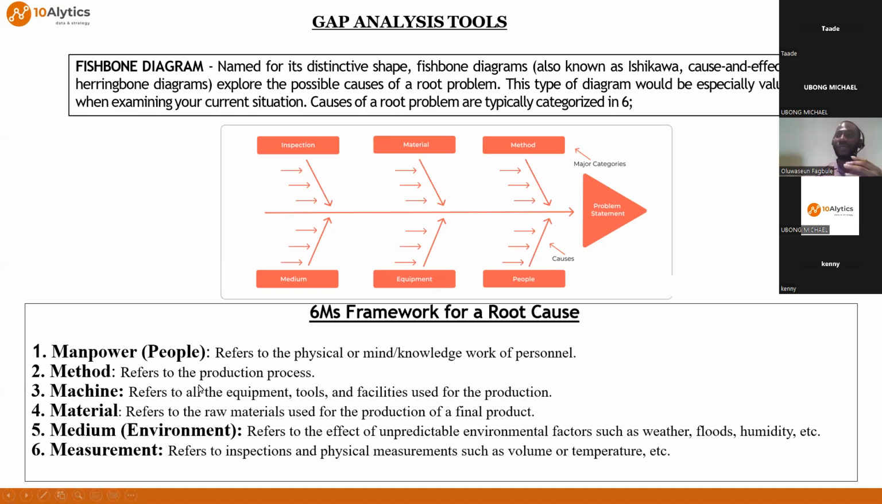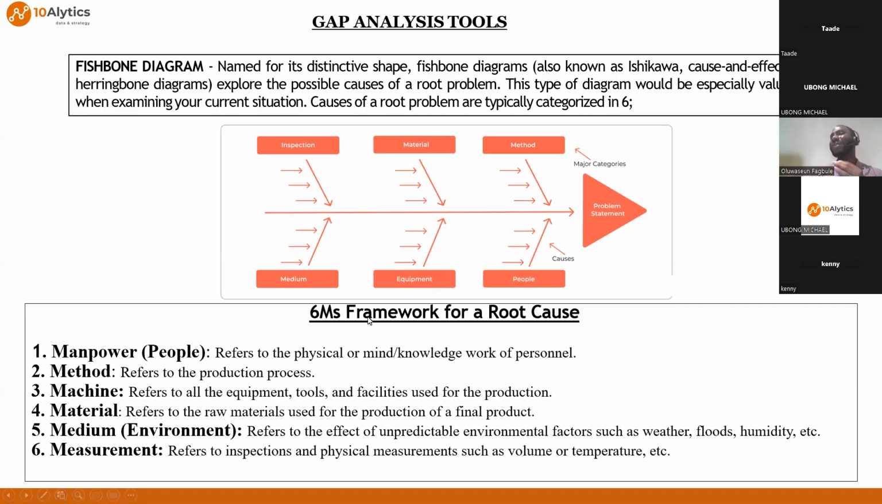And then you have machine. This refers to all the equipment, the tools, the facilities that are used for that production. And then you have material. This refers to the raw materials that are used for the production of the final product, right? We have medium, which is the environment, right? This refers to the effect of unpredictable environmental factors, such as weather, floods, humidity, COVID, that could also be medium. Well, when it came, it was unpredictable and it affected a lot of things, right? And then measurement, right? This refers to inspections and physical measurements, such as volume or temperature, just standards, right? That you need to make sure are in place for your work.